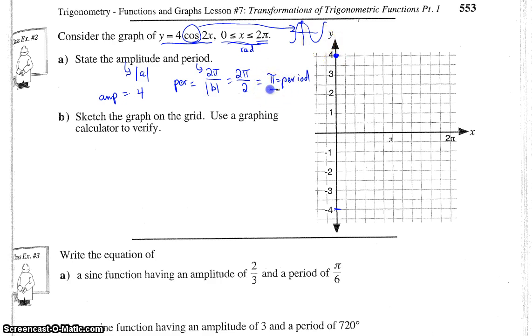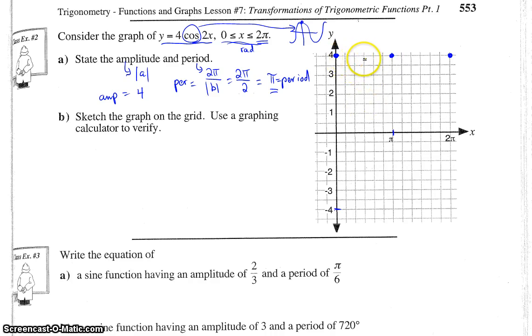Now, because our period is pi, we're going to go through a full cycle, and we're going to come back to that point after pi amount of time. So at pi, we're going to put another point at 4. And then after another pi, so 2 pi, we'd be back up at 4 again. Okay, so that's how your period can help you graph this. In between those, we should be hitting our min values.